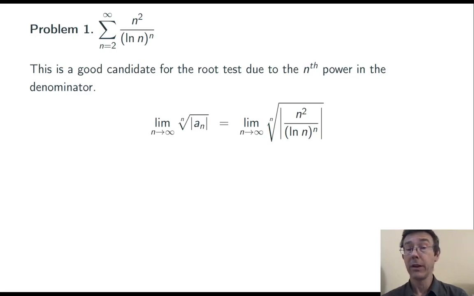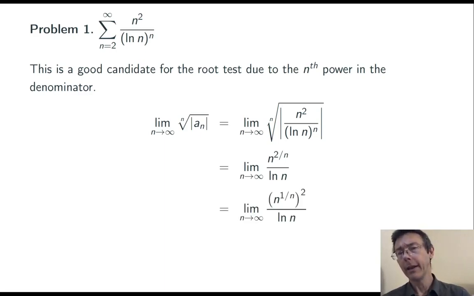Limit as n goes to infinity of the nth root of the absolute value of the general term. The absolute value is immediately going to go away. Everything inside there is positive, so we don't need the absolute value. Then I'm going to take the nth root of the top and the nth root of the bottom. I want to rewrite that numerator slightly: n to the 1 over n, all of that squared.